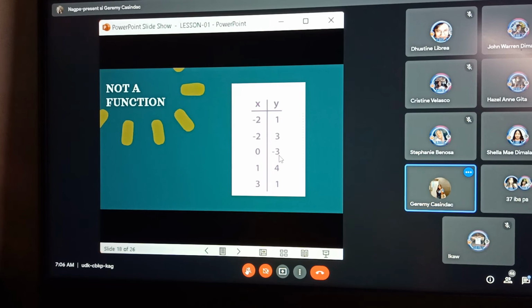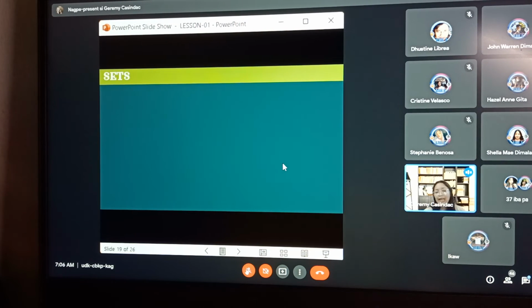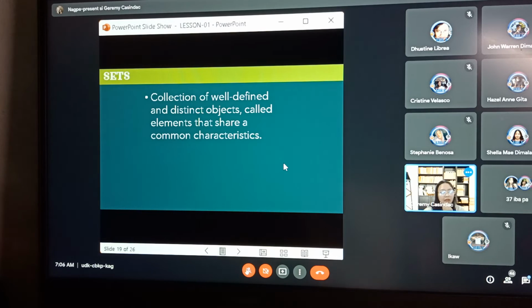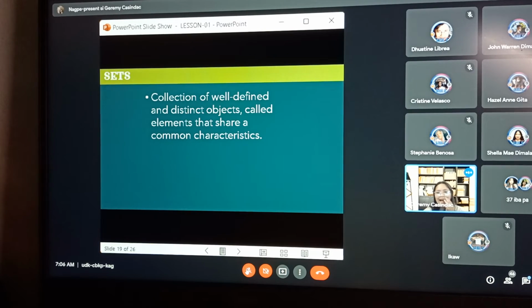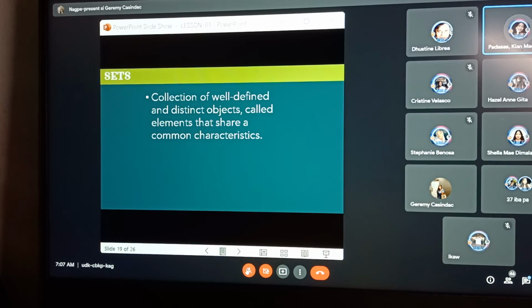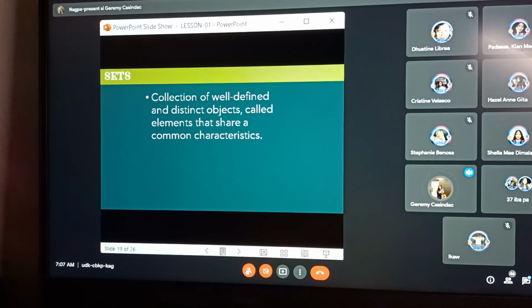Okay, next. So, tapos na tayo sa illustration under the mapping. Next is proceed na tayo kay sets. Okay? So when we say sets, pakibasa naman. Sets, collection of well-defined and distinct objects called elements that share a common characteristics. Okay. So when we say sets, it is a collection of well-defined and distinct objects called elements that share a common characteristics or they have a connection.